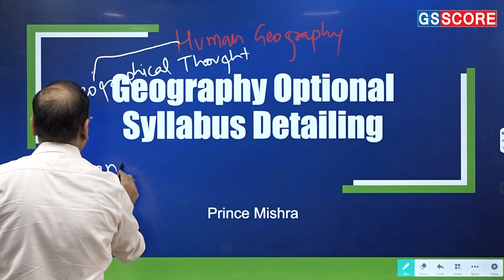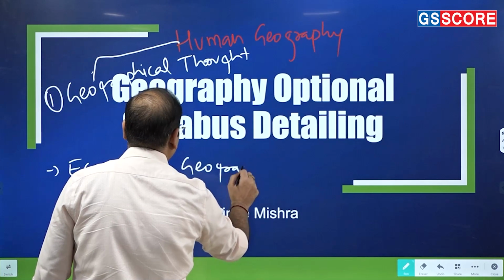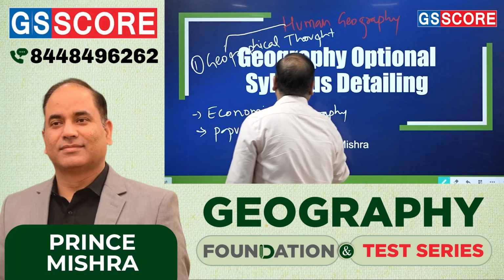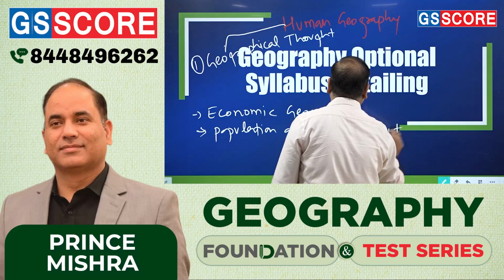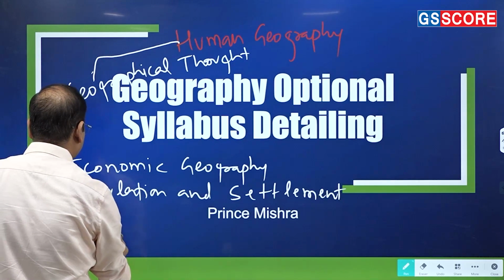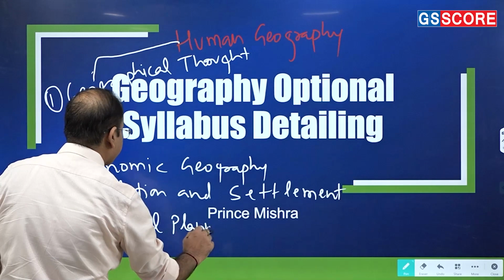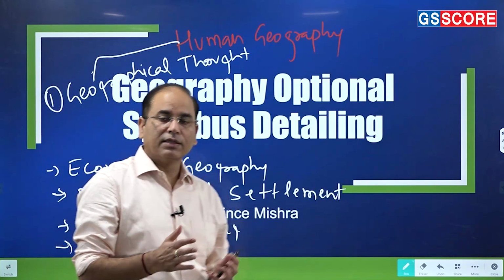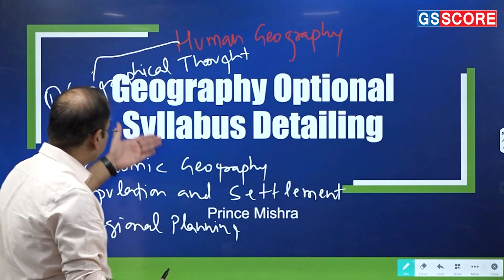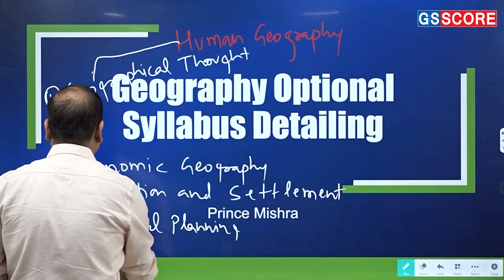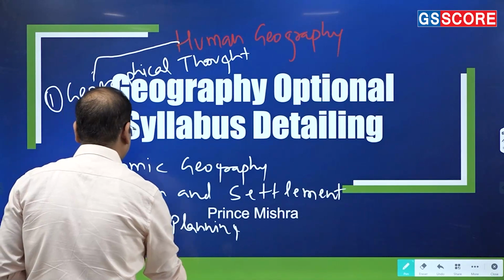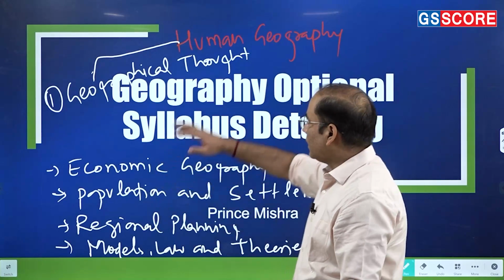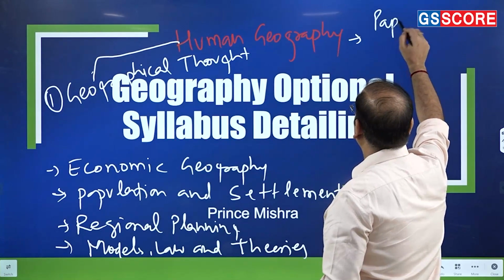Then we have economic geography. Then we have population and settlement, which is being combined in one chapter. Then we have regional planning. And these are the 4 chapters. These 4 chapters will have different laws, theories, and models, and all the laws, theories, and models belonging to the different topics have been clubbed in one chapter. So we have models, laws and theories. So these are the 5 chapters that are part of human geography.